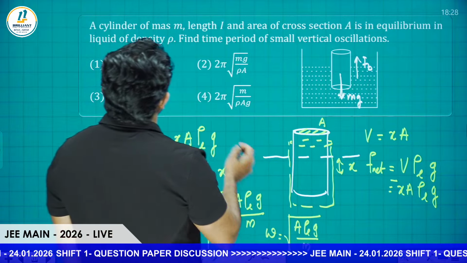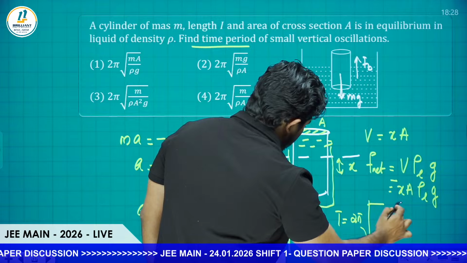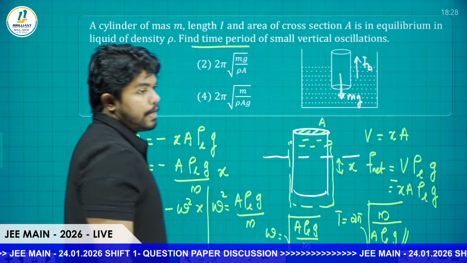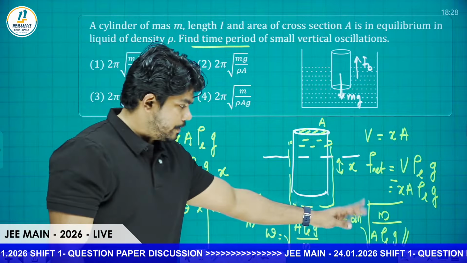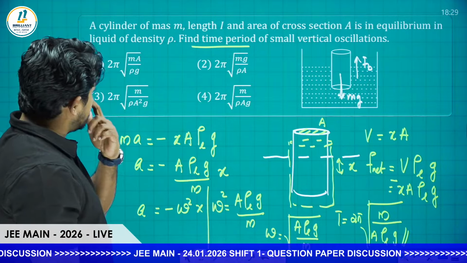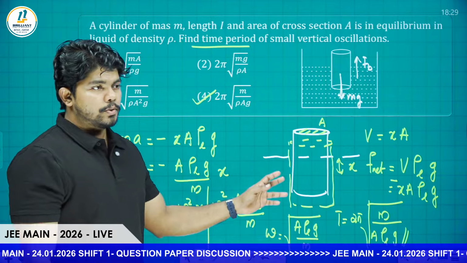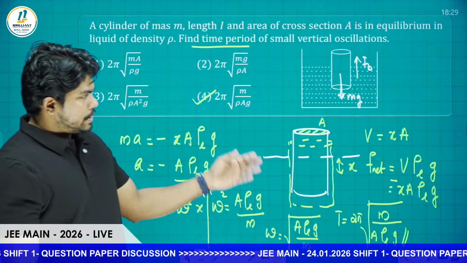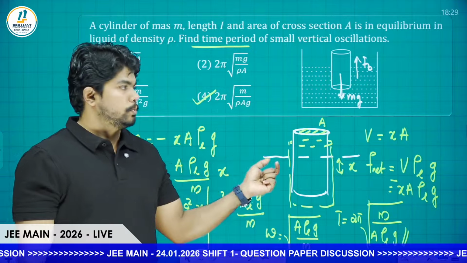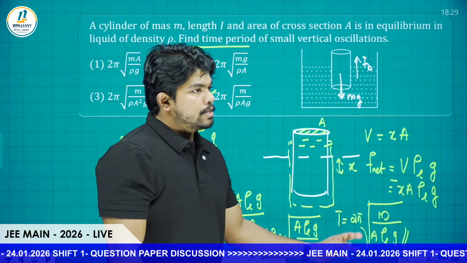And we need to find time period, I think. Yeah, time period. So time period is 2 pi root of m divided by A rho L g. That will be the value of time period. Now, which option will be the correct one? This one, right? Fourth one will be the correct one. So this is actually a classical example of SHM under fluids. There are some other situations also, like a U-shaped tube. All the equations are of the same form.